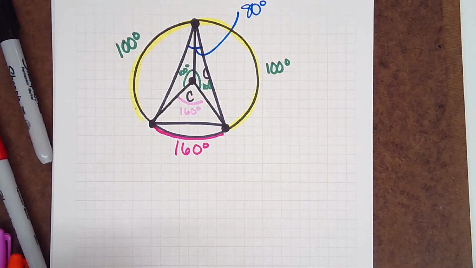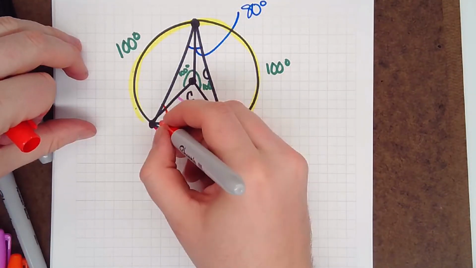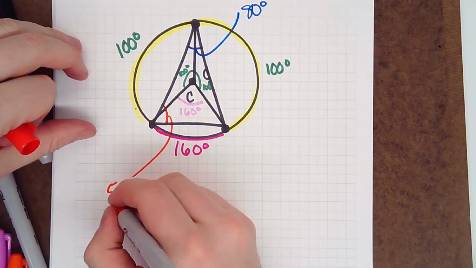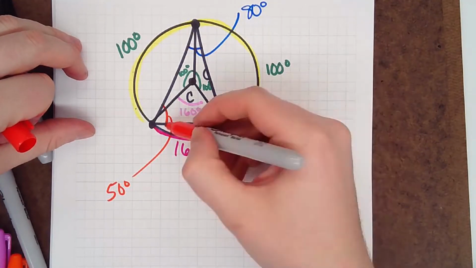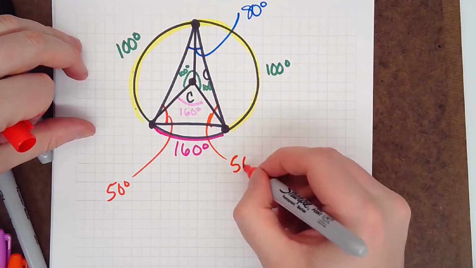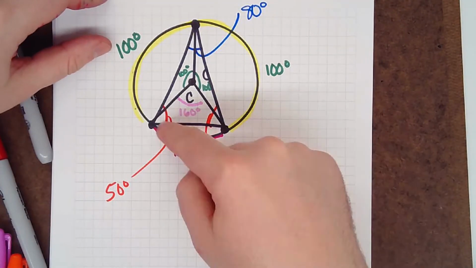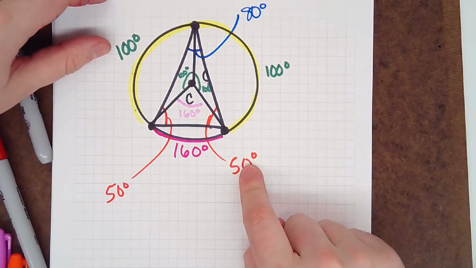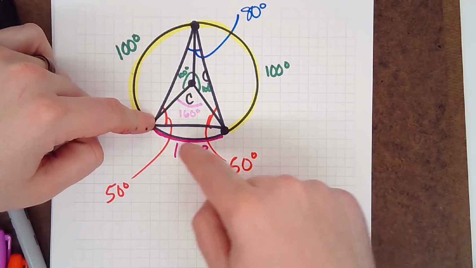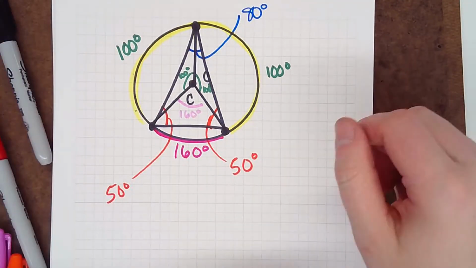Let me pull another color out of here. Let's use red. So that angle right there is going to be 50. As will this inscribed angle here. So inscribed angles open up into an arc that's double what they are. And central angles open up into an arc that's the same. Let's do one more example problem.